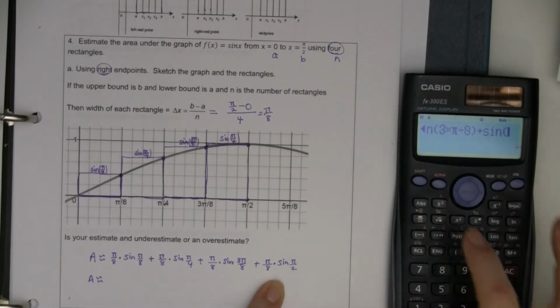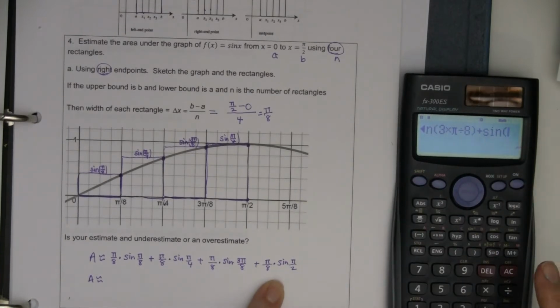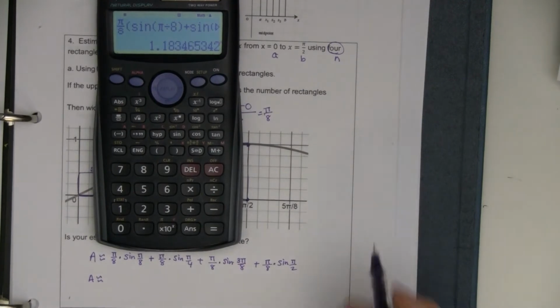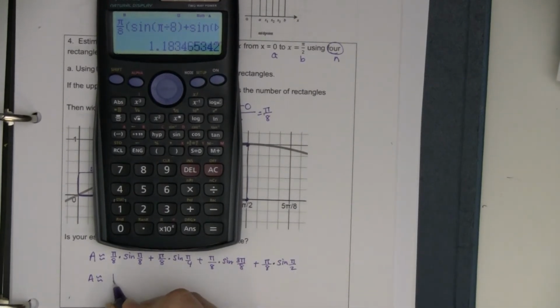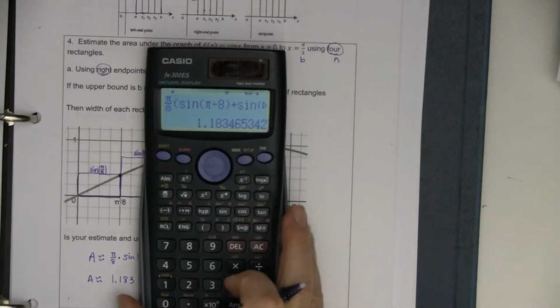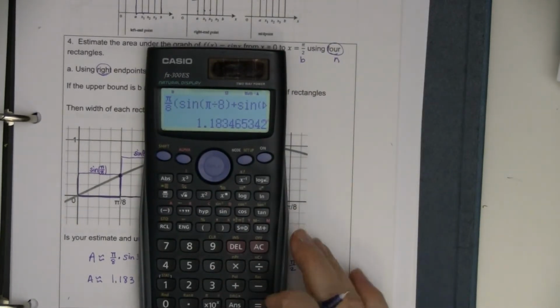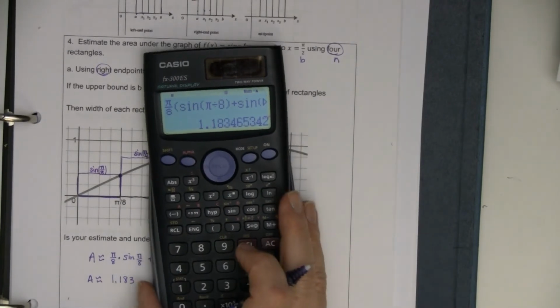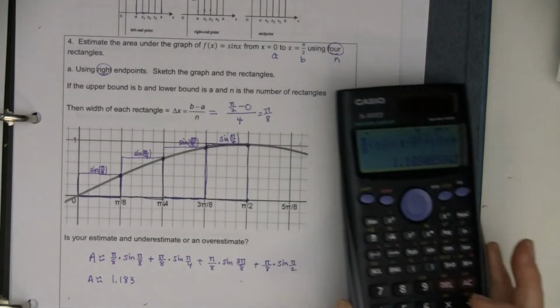So anytime you're doing trig and it's not coming out the way you think it should, that's a good thing to check: did you have your calculator in degrees? So I'm getting here 1.1834, and I didn't remember if they told me how many places to take that. If I wanted to take it 3 places, there would be 3 places. If they asked me to take it 4 places, I could take it 4 places.